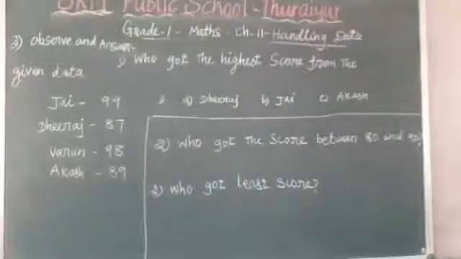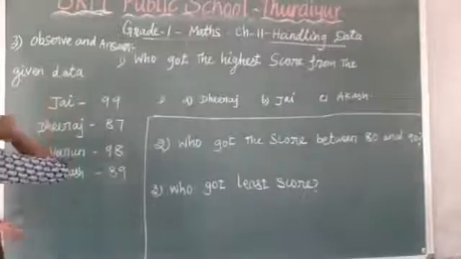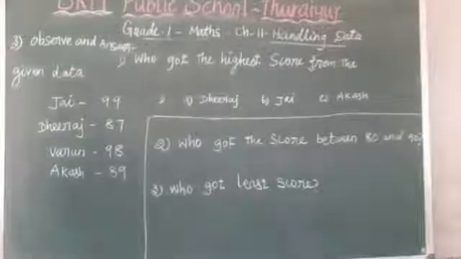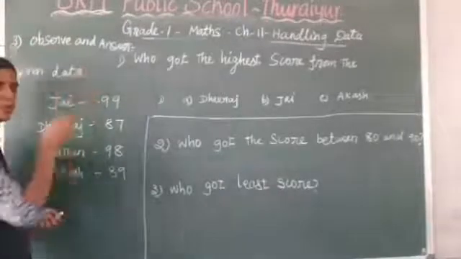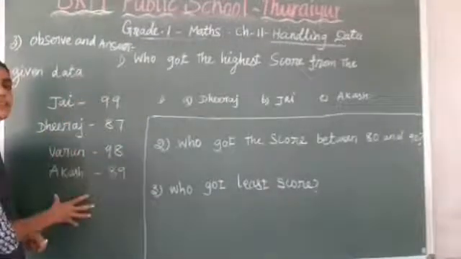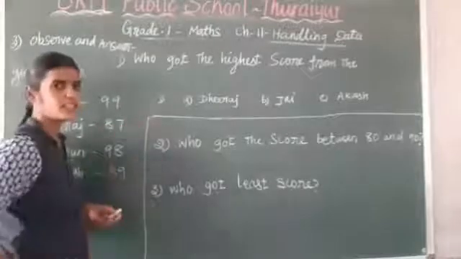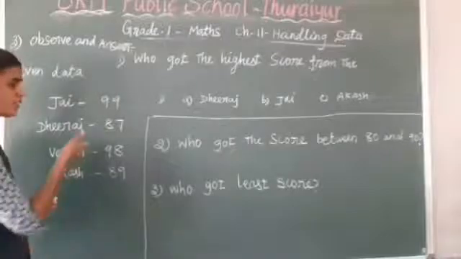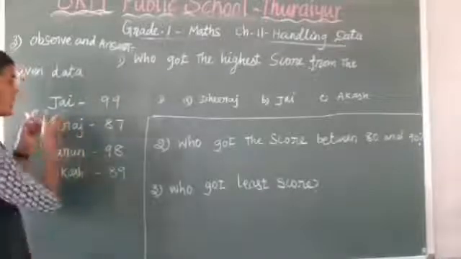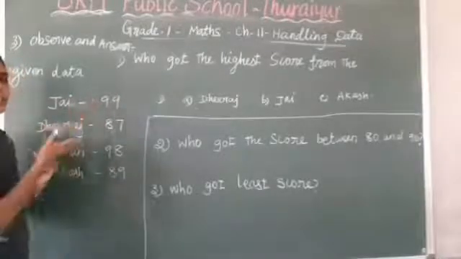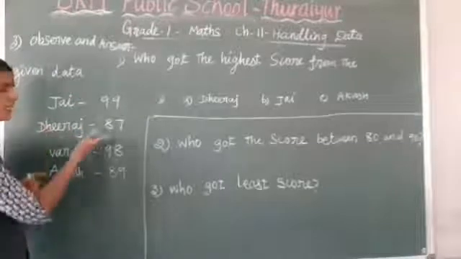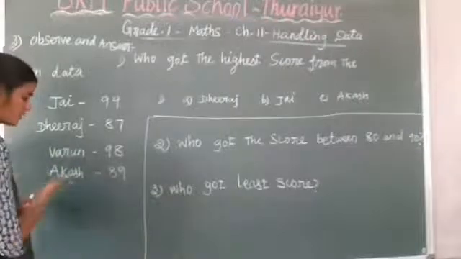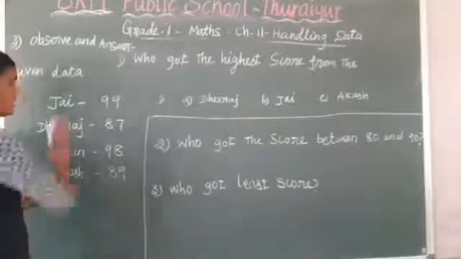Next, observe and answer. Third question. See, observe this. What are the marks given? Observe means observe. What are the things given? Then find the answer. See here, 4 students' marks are given. Okay, this is the marks data. J got 99 marks and Dheeraj got 87 marks. Varun got 98 marks. Then Akash got 89 marks.